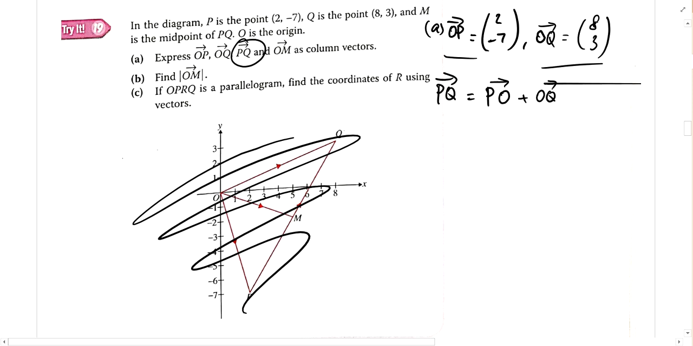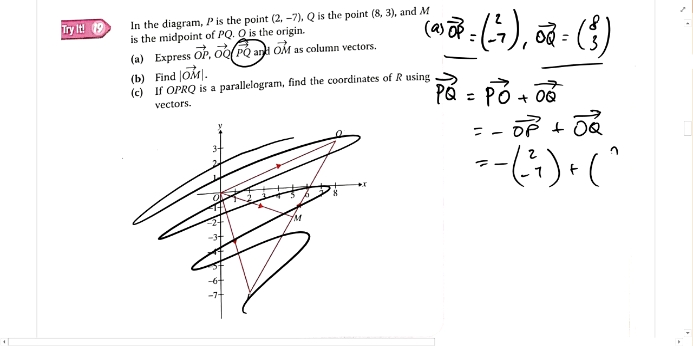What Damira has suggested is actually negative OP. Was this what you wanted to say, Damira? Yeah, then plus OQ. Okay, so just fill in the blanks. Negative OP will be 2, negative 7 plus 8, 3. Combine them together, 8 minus 2, you get 6, 3 plus 7, 10. Simple.